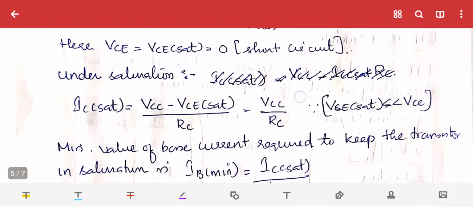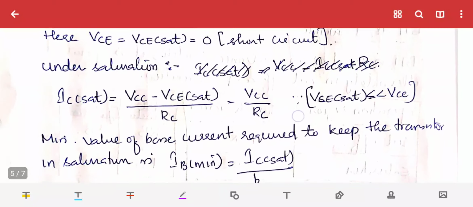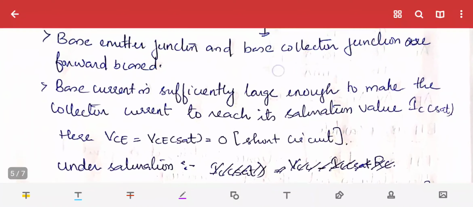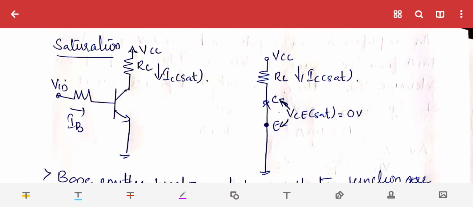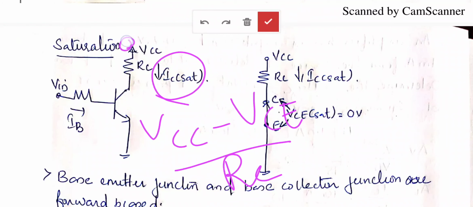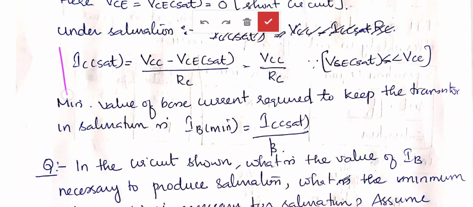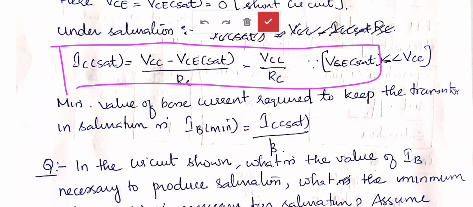Next we will see the equation. Under saturation, what is this current IC sat? This IC is nothing but VCC minus VCE by RC. So VCC minus VCE by RC is IC sat. So you can see here IC sat is equal to VCC minus VCE sat by RC, where VCE sat is almost equal to 0. So IC sat is VCC by RC.